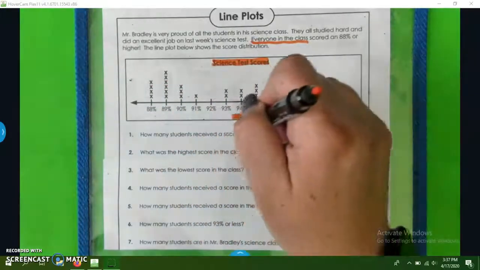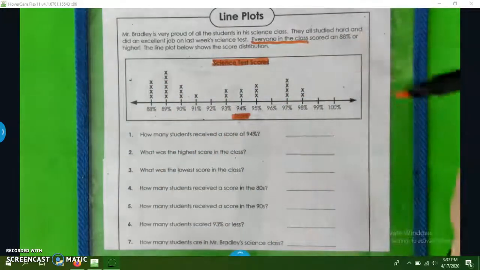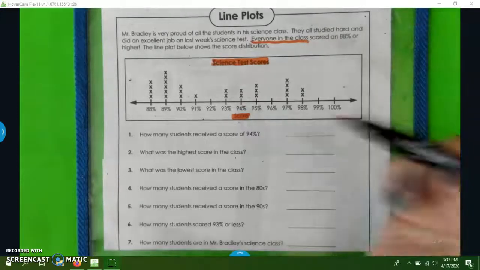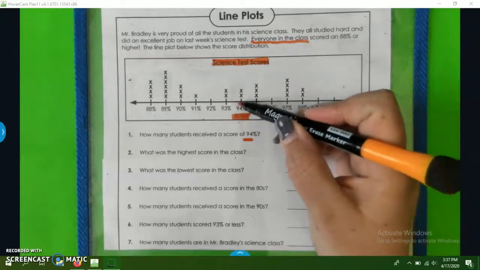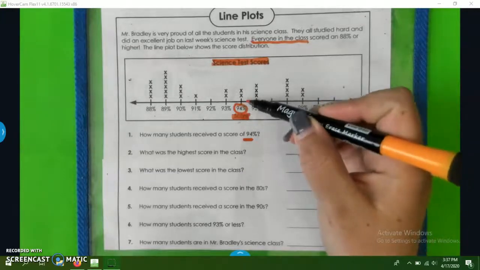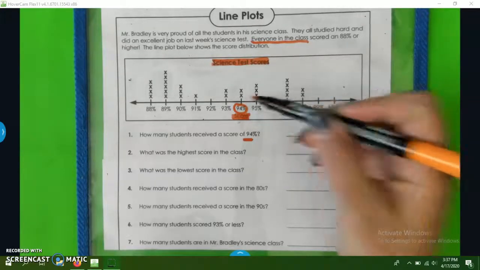So we're going to start looking at a few questions here. How many students received a score of 94%? Pretty straightforward. You find your score of 94, and you can see there are how many students? Yes, 2.